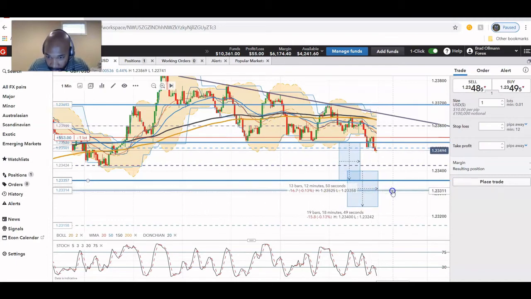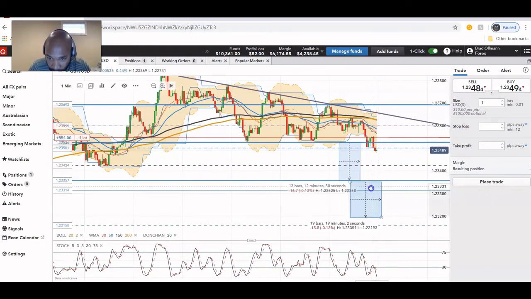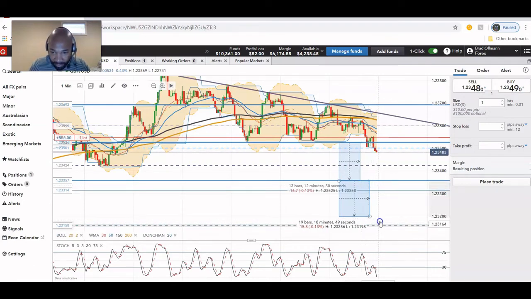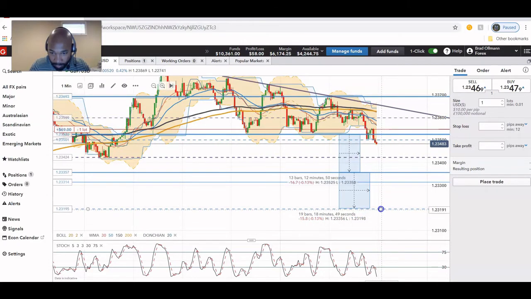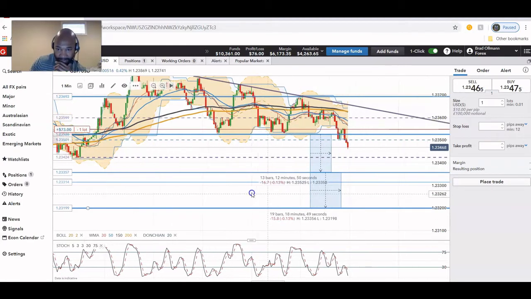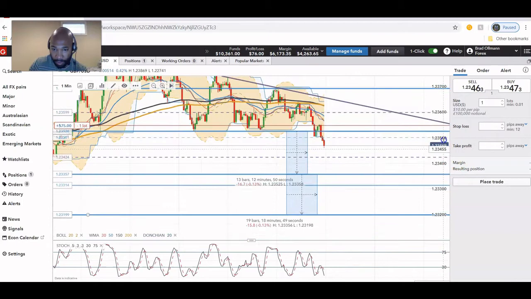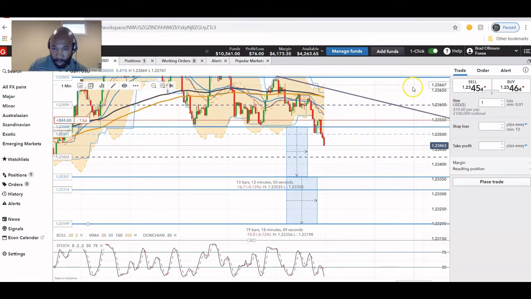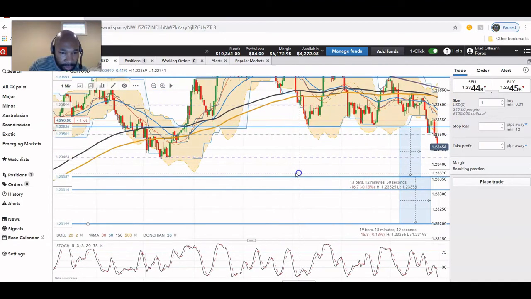Then I will put another line here to remind myself that it might also go this way. Okay, right now we have 7 pips. Expecting at least it to touch this line, but what is this line? Okay, that's the support resistance here.